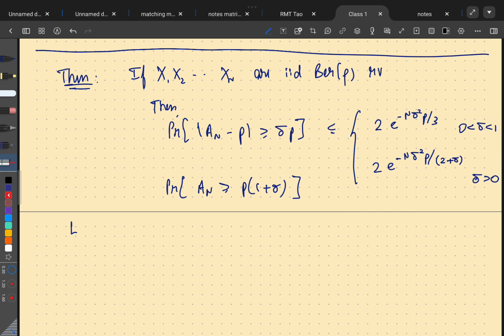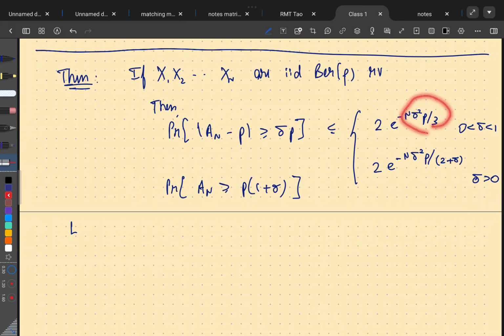Is that delta greater than 0 or delta greater than 1? The second one is true for every delta greater than 0. Even if delta is greater than 1, it still holds. But this is nothing but a slightly tighter form of this particular bound here, nothing else. You can almost immediately see it. If delta is between 0 and 1, then 1 by 2 plus delta is going to be less than or equal to 1 by 3.